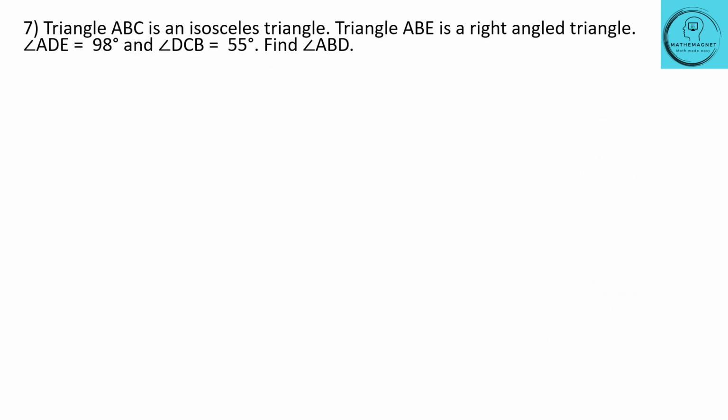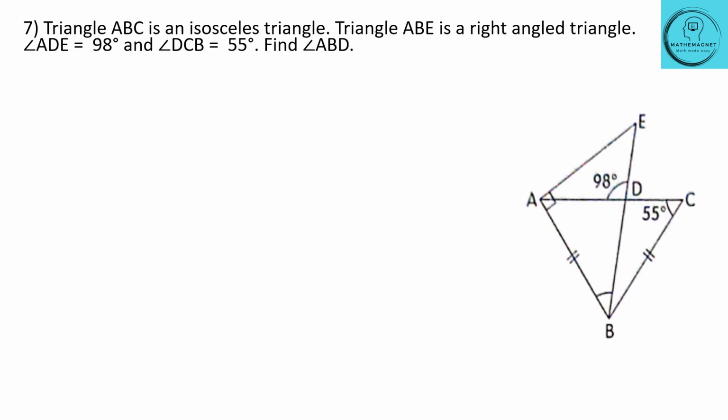Question number 7. Triangle ABC is an isosceles triangle and triangle ABE is a right angled triangle. Angle ADE is equal to 98 degrees and angle DCB is equal to 55 degrees. We need to find angle ABD. Let's see how to proceed.